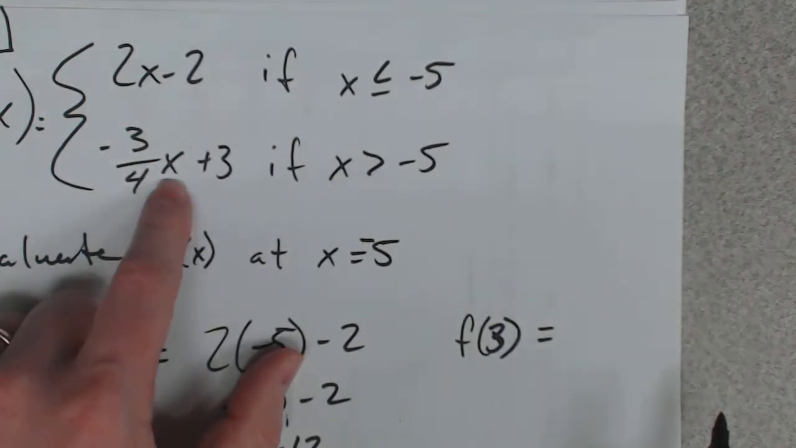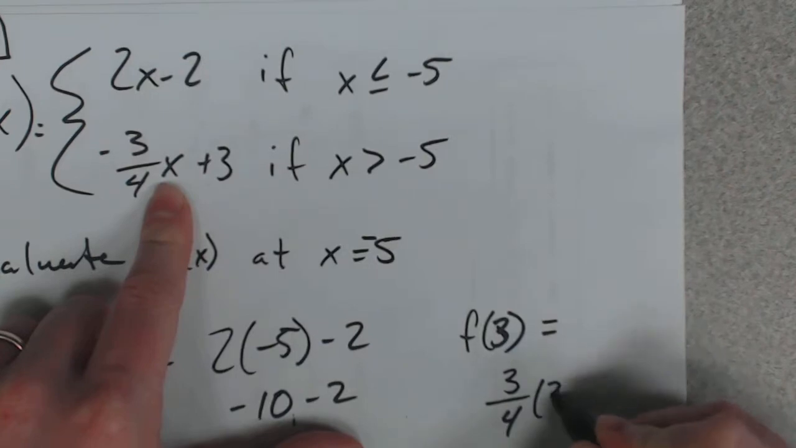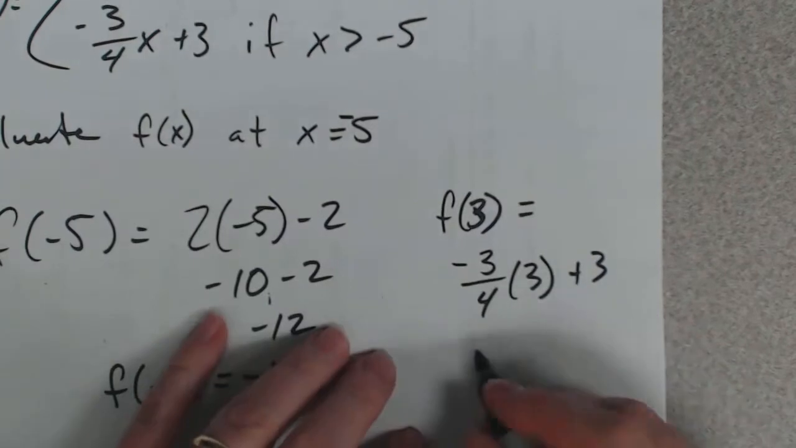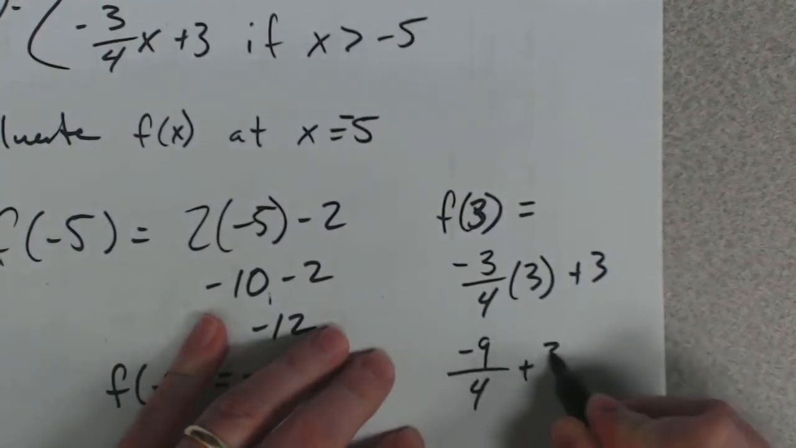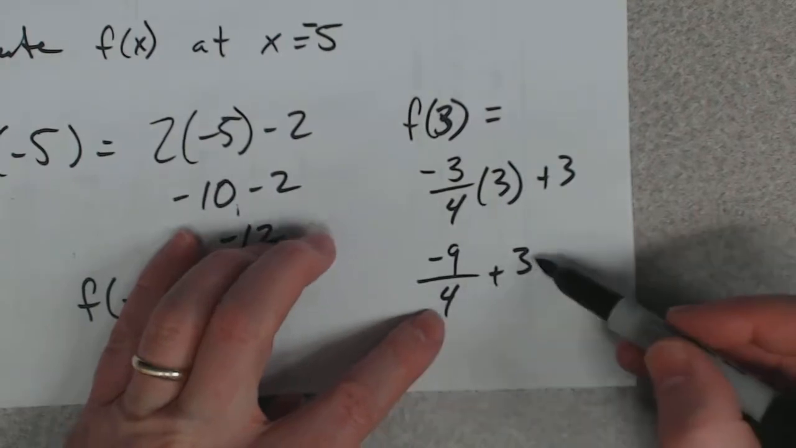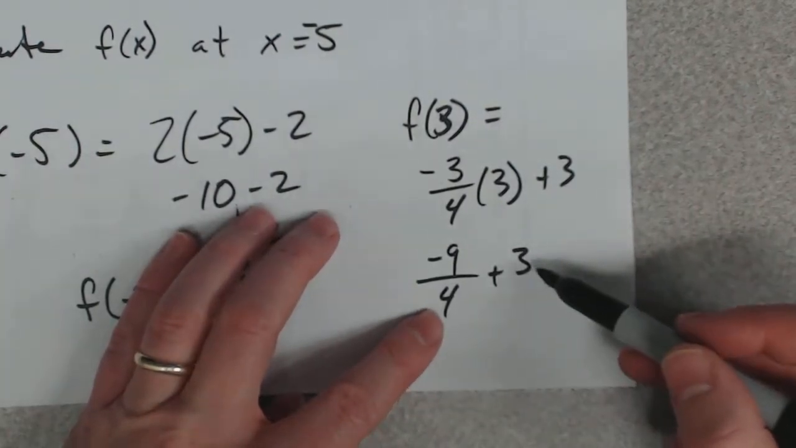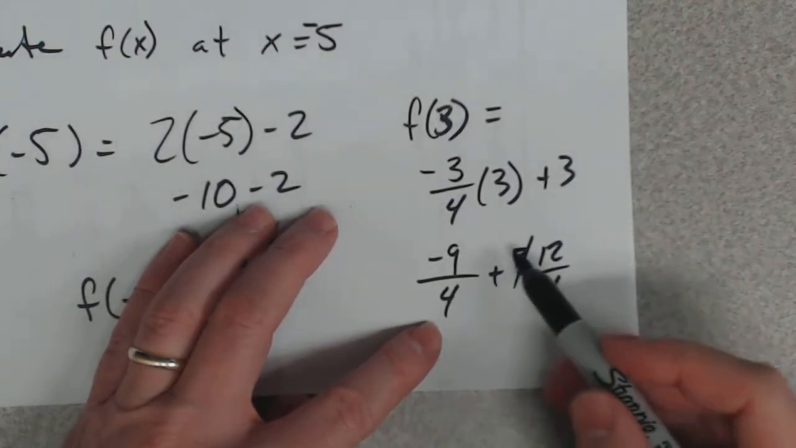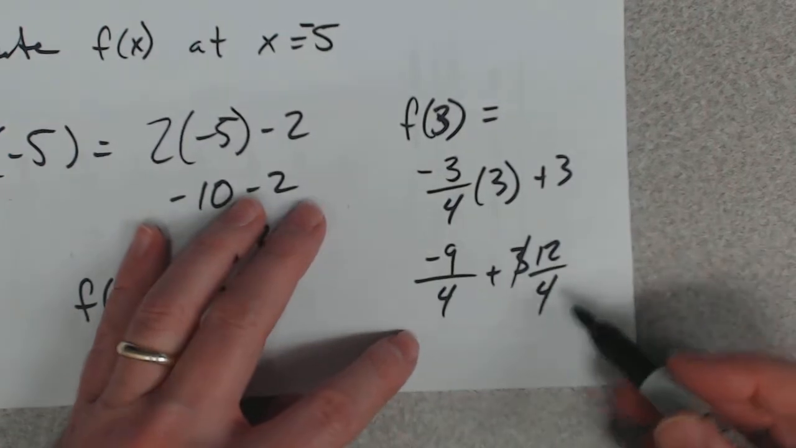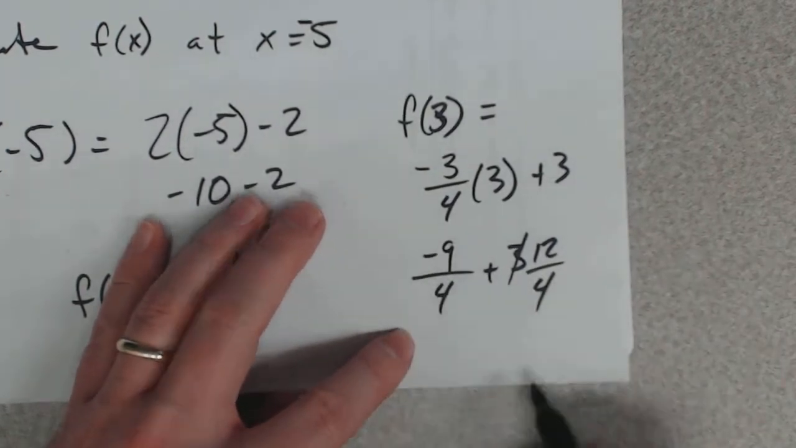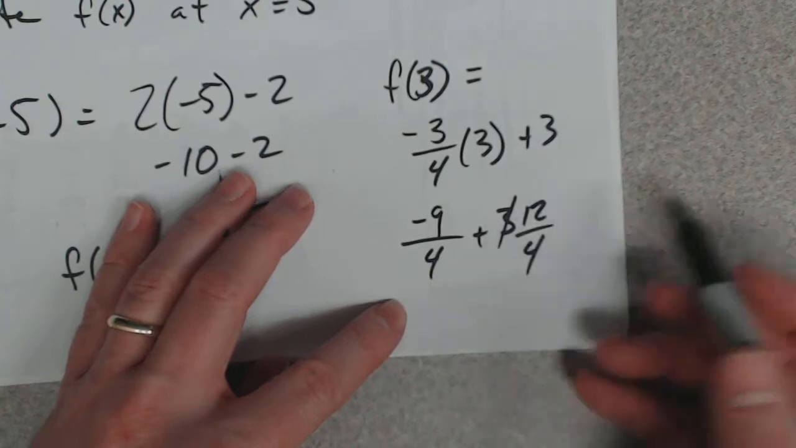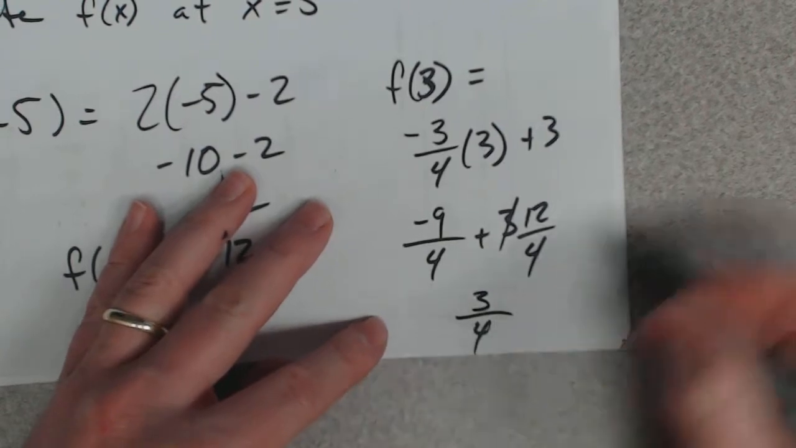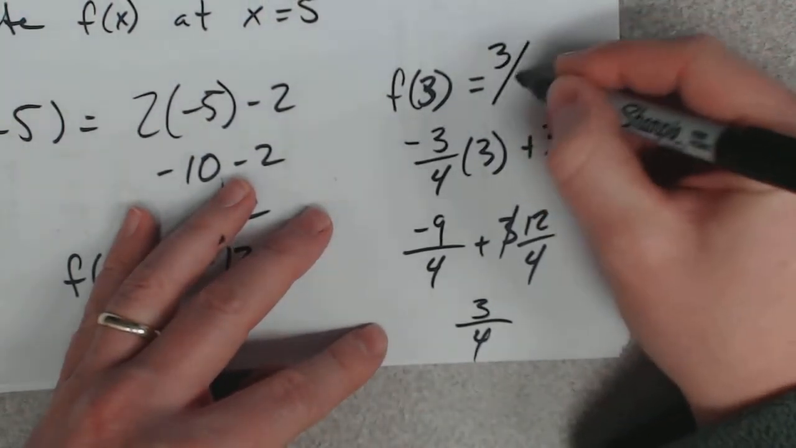So -3/4 times 3 plus 3. -3 times 3 is -9/4 plus 3. Now, how many quarters are in 3? How many quarters can you put into 3 wholes, basically? Well, 4 times 3 is 12. There's 12 of them, 12/4. 3 is the same thing as 12 divided by 4. Now, since I have the same denominator, I just add across the top, -9 plus 12. It'd be 3, wouldn't it? It'd be 3 left over, 3/4. So f of 3 is 3/4.